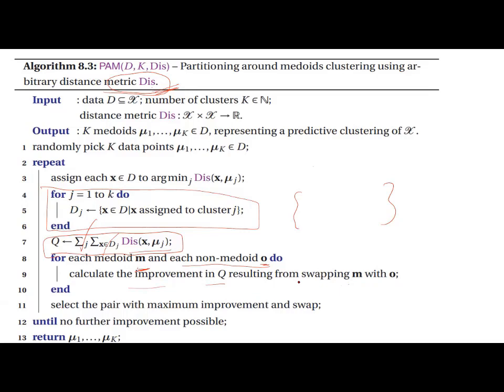We swap M and O, and again we can find Q. Whichever gives some improvement, we use that Q; otherwise the same Q is continued. Select the pair with maximum improvement and swap, until no further improvement is possible. This is called partitioning around medoids, clustering using an arbitrary distance metric.